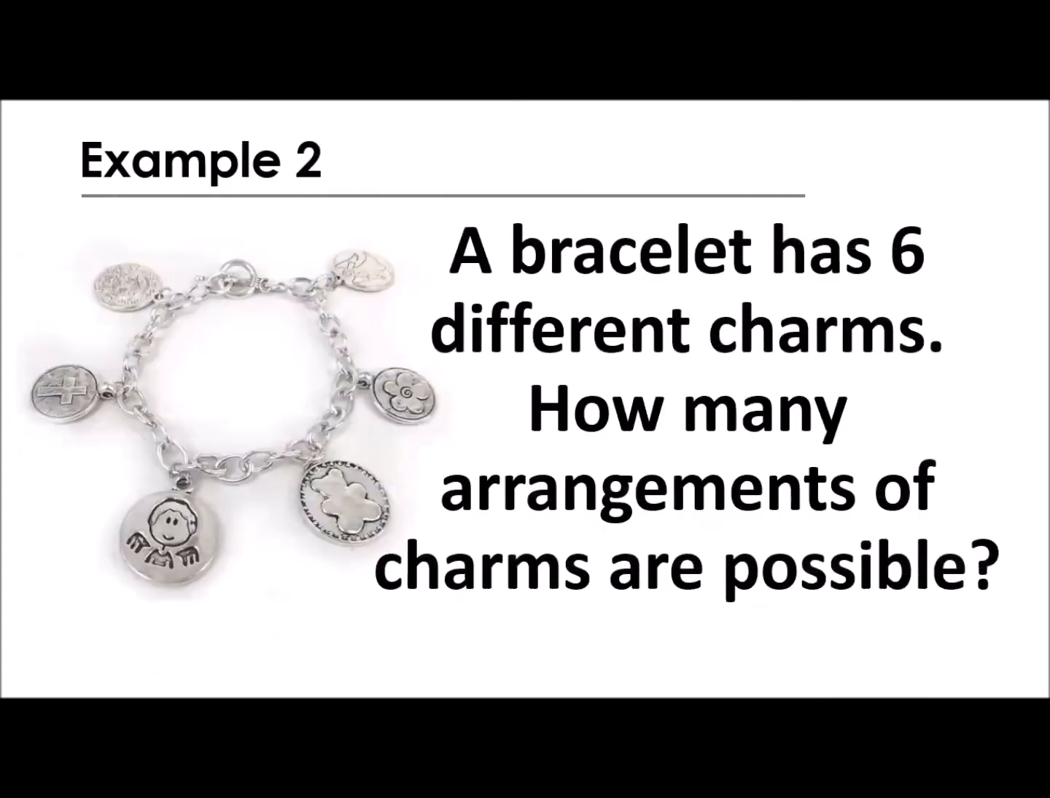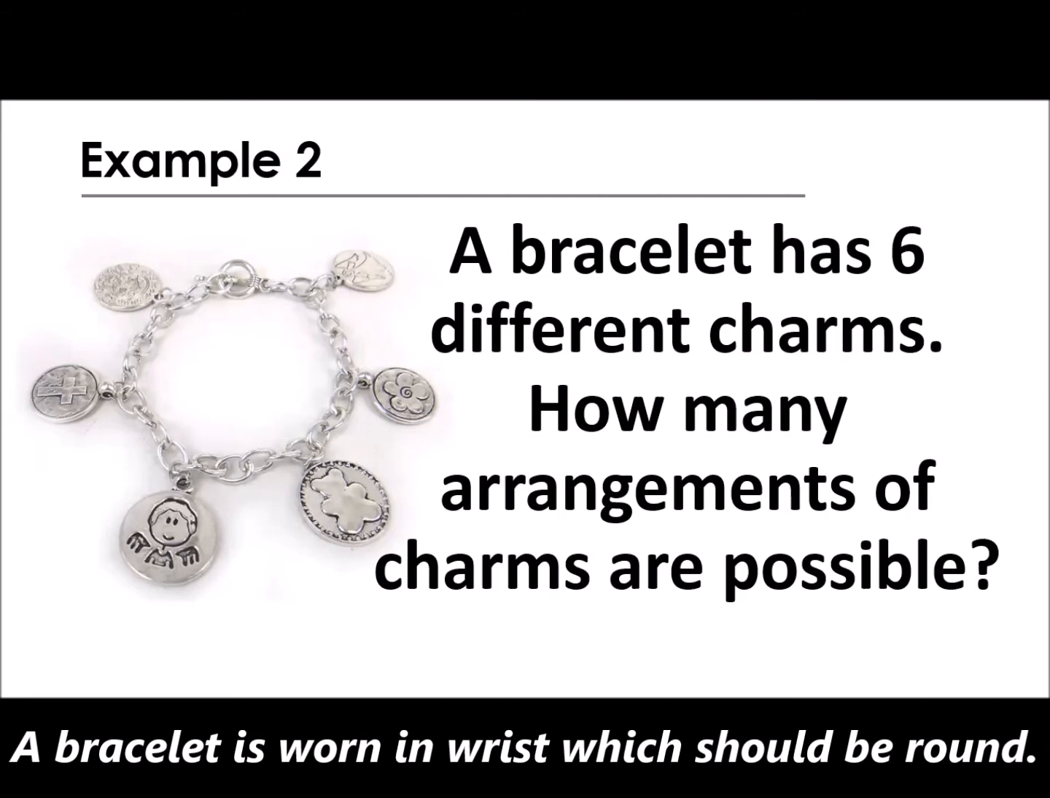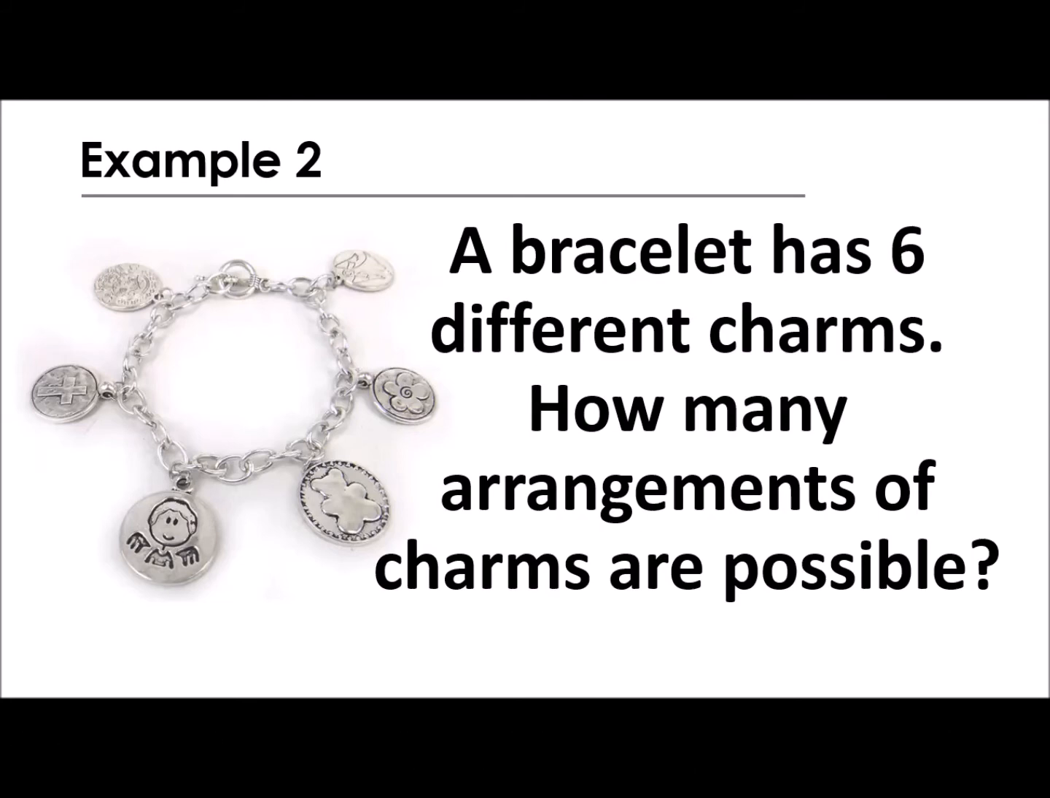Then let's make another example. A bracelet has 6 different charms. As you can notice, on the picture, we have 6 different figures or 6 different charms. How many arrangements of charms are possible? Now, why is it in circular permutation? As we all know, a bracelet is round. Kasi nga, paikot siya doon sa ating mga wrist. Okay? So, that is circular permutation. So, what's the value of n here? Okay, very good. The value of n here is 6.